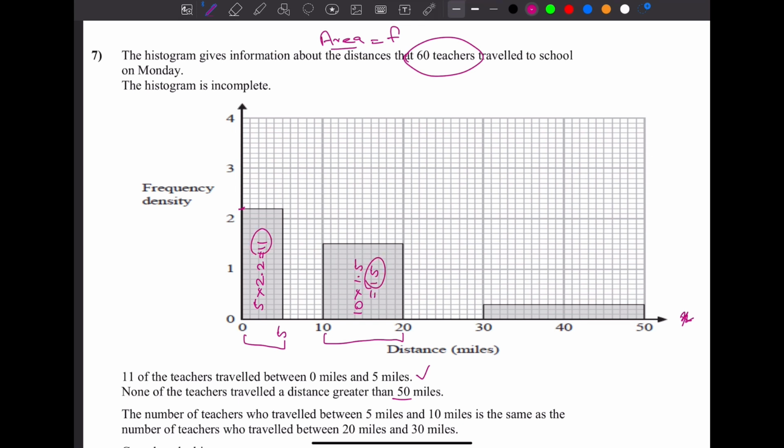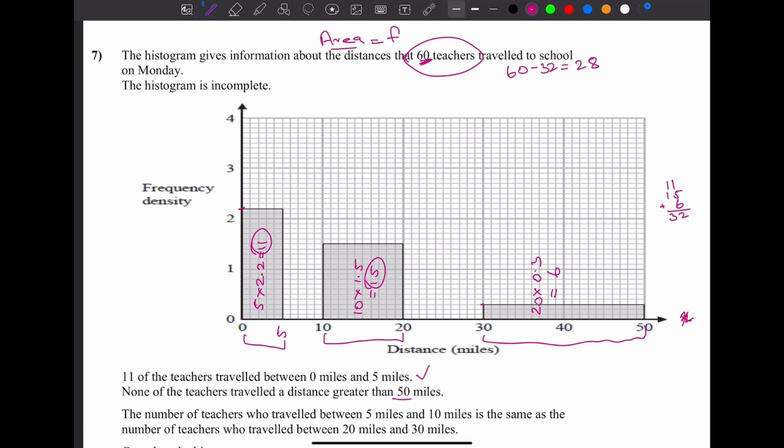I'll circle the numbers. This one is 30 to 50. What's that? 20 times, what's that? 0.3, I think it goes up to, isn't it? Which makes it 6. So what's the total then? 11, 15, and 6. That is going to give you 32. But remember, you should have a total of 60. So 60 take away that 32 will give you 28.